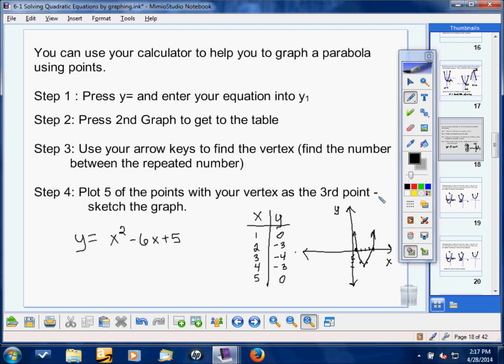Wait, how do you plot the points though? You have a list of ordered pairs: 1, 0. You plot the points not on your calculator, I'm talking about on paper. And 2, -3, and 3, -4, and 4, -3.